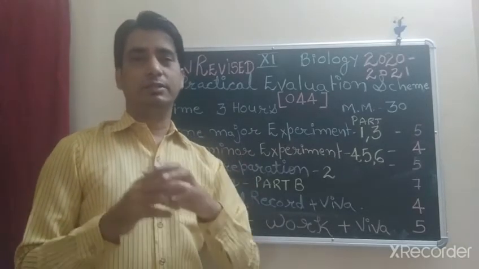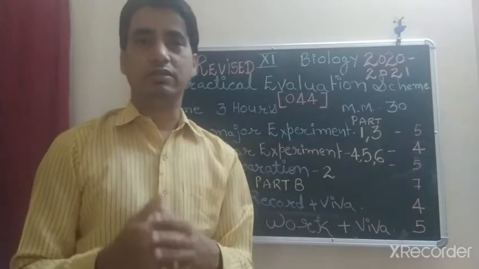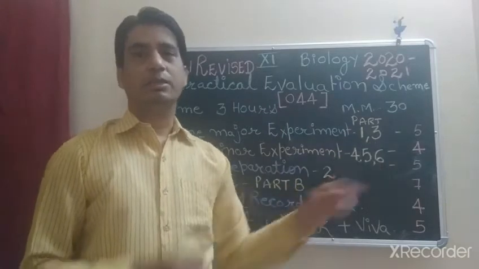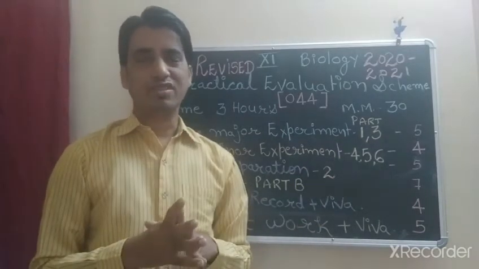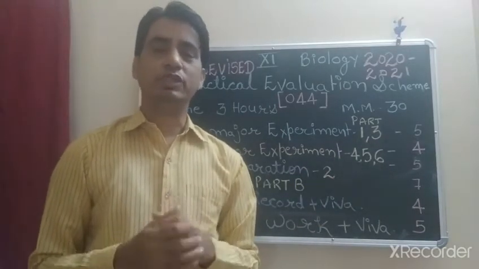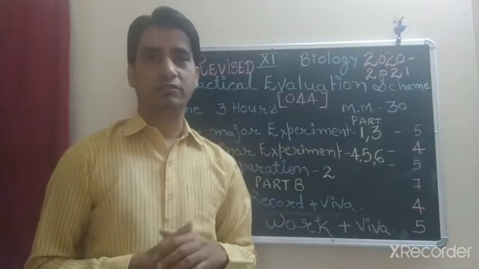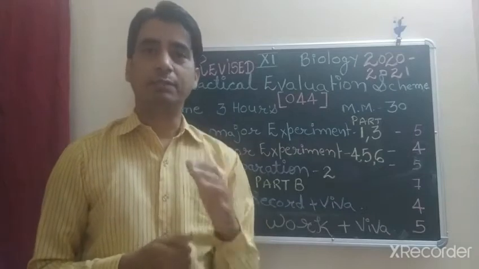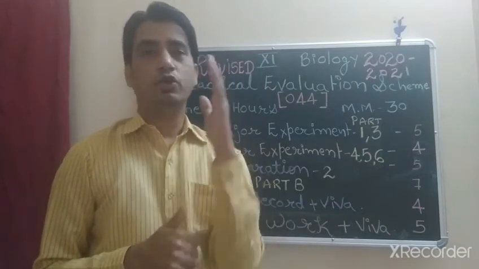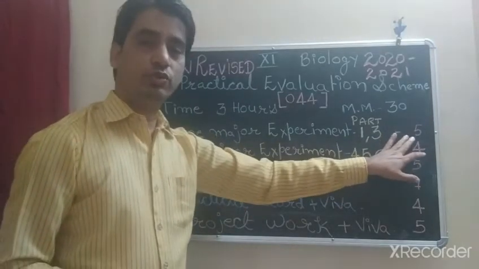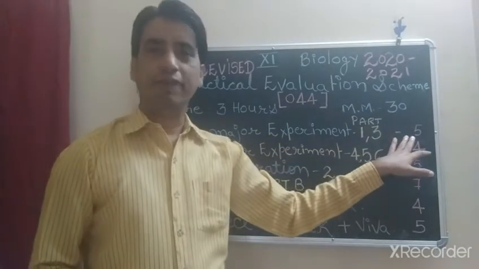as study material. Then the third practical is paper chromatography, in which students are supposed to separate the plant pigments from a leaf extract by the process of paper chromatography. The marks allotted to this practical are 5 marks.